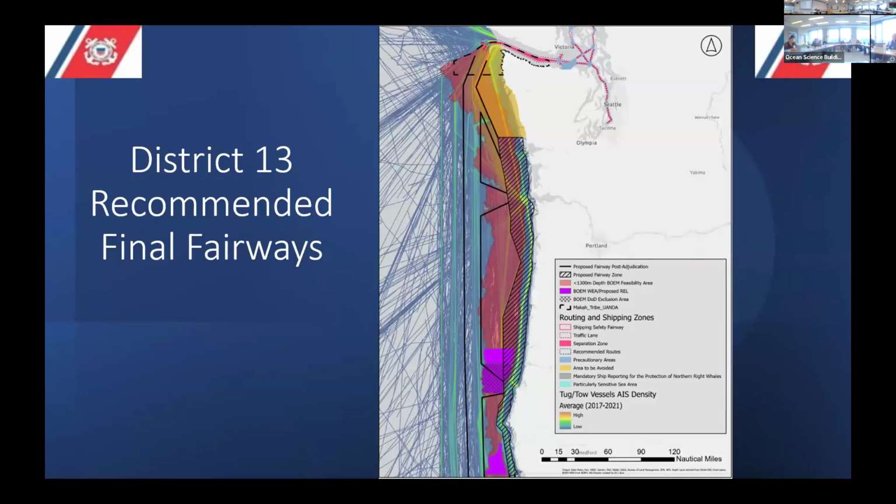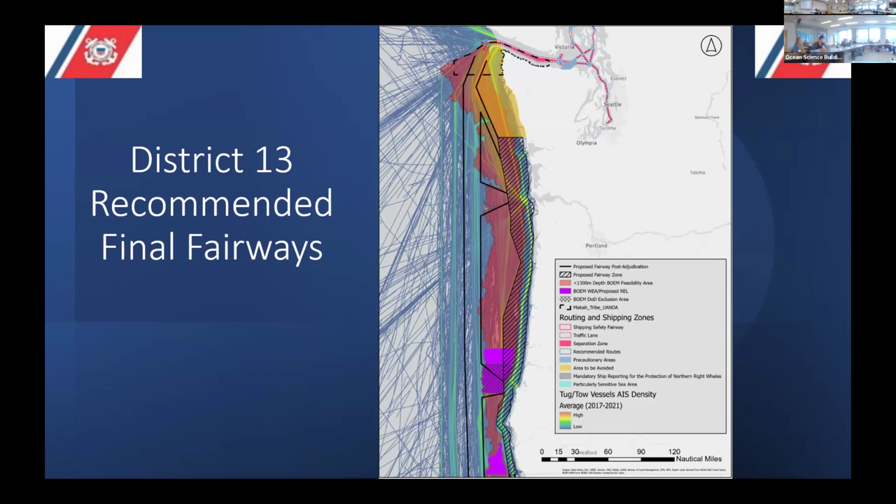So this has a lot more of those overlays, and this is the final District 13 recommended fairways. You can see that we made the entrances to both the Columbia River and Coos Bay more of a cone shape. This still accommodates the angles that they were asking for. It also accommodates best approaches during specific environmental conditions. The Pacific Northwest is known for having extremely hazardous weather, so it gives the mariners the latitude to choose their approach angle that best accommodates the sea states that they're observing.